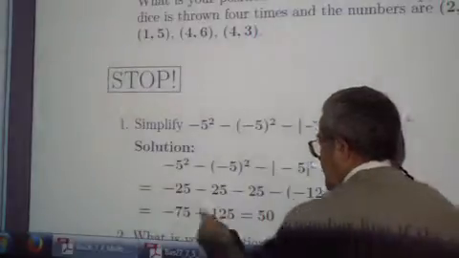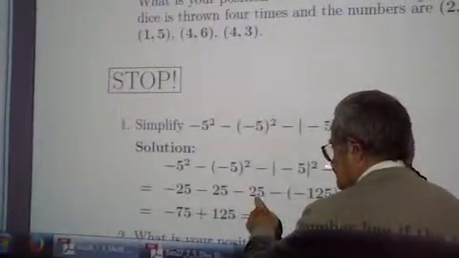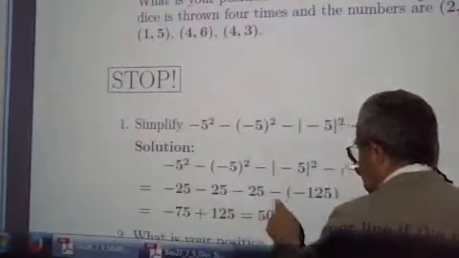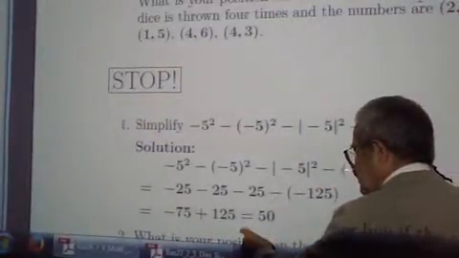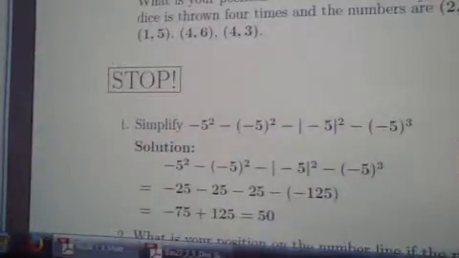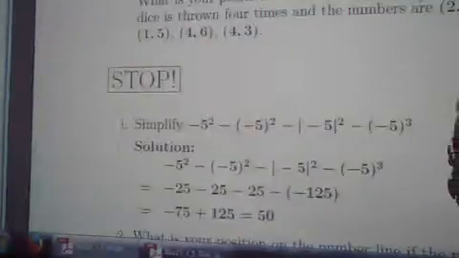So I am adding 3 times 25, that's 75, negative 75, plus positive 125, or 50. So the answer to the first problem is 50. Can I go on?